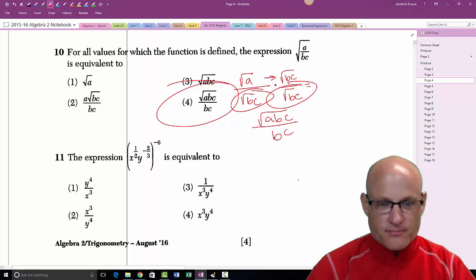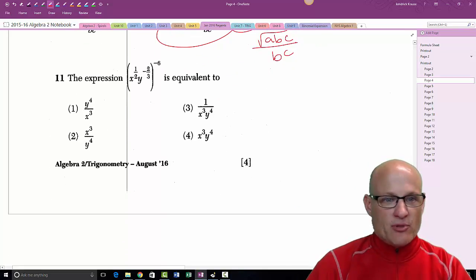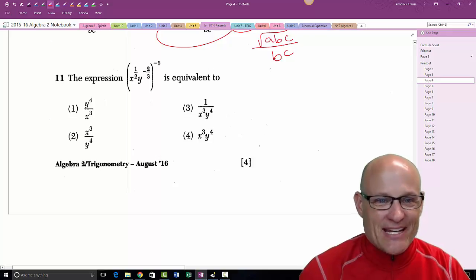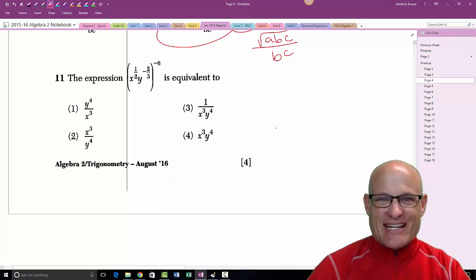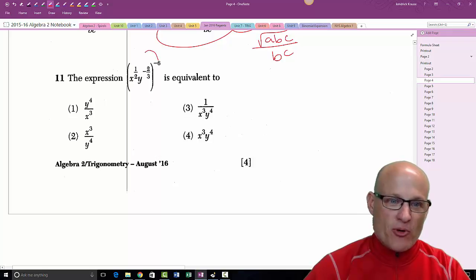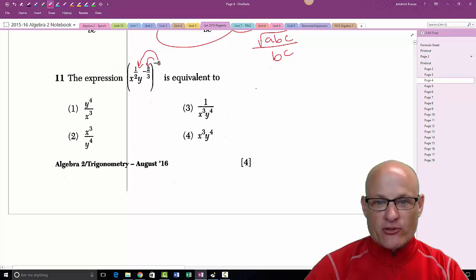Ka-ching! All right, moving on. Number 11. Well, first of all, let's take care of this situation. When you have an exponent raised to an exponent, you just multiply these exponents. So that's what we're going to do first.